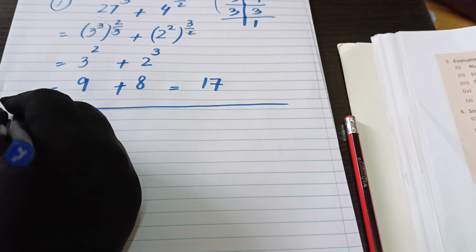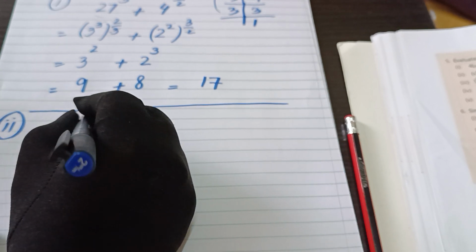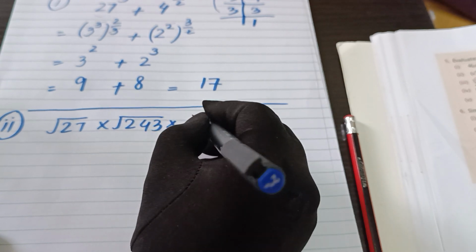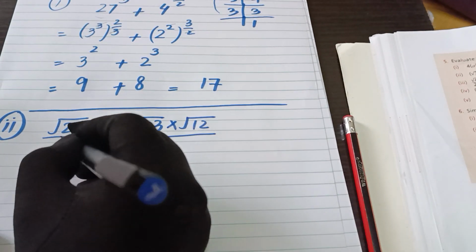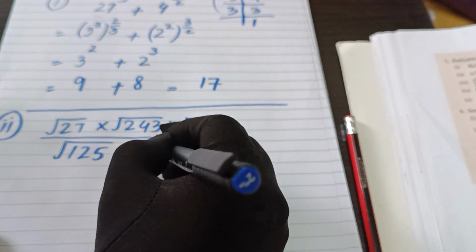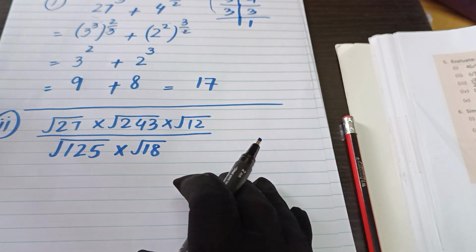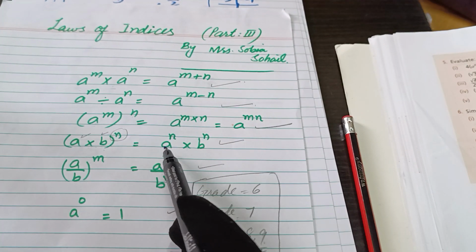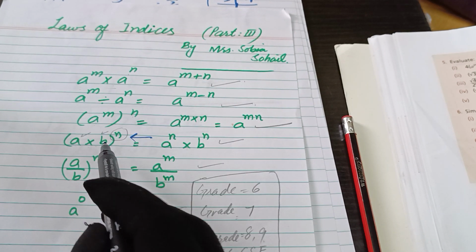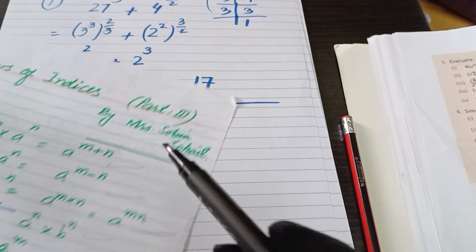Just simplify the parts properly and use the same exponential law. Next: square root of 27, square root of 243, square root of 12, square root of 125, square root of 18. We have done an exponential law like this one. If different numbers have the same power, we can write the product of all the numbers together under the same power. We will use this law.